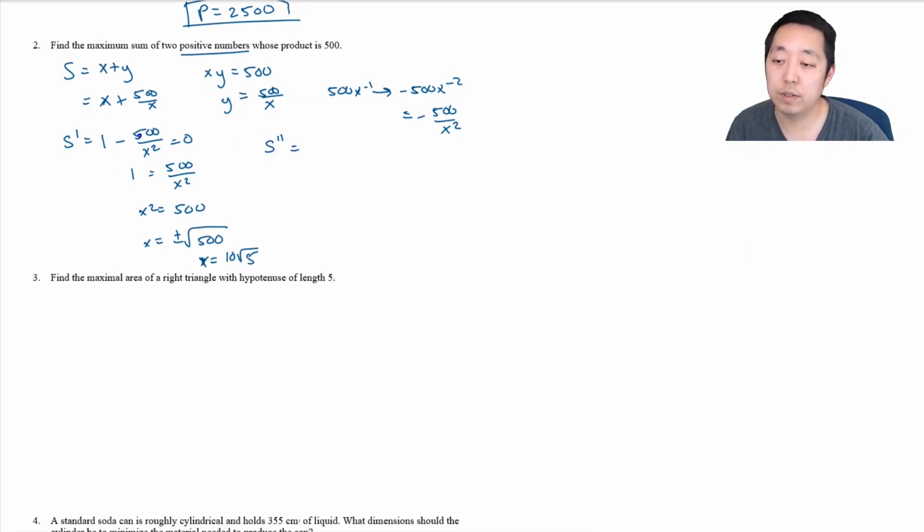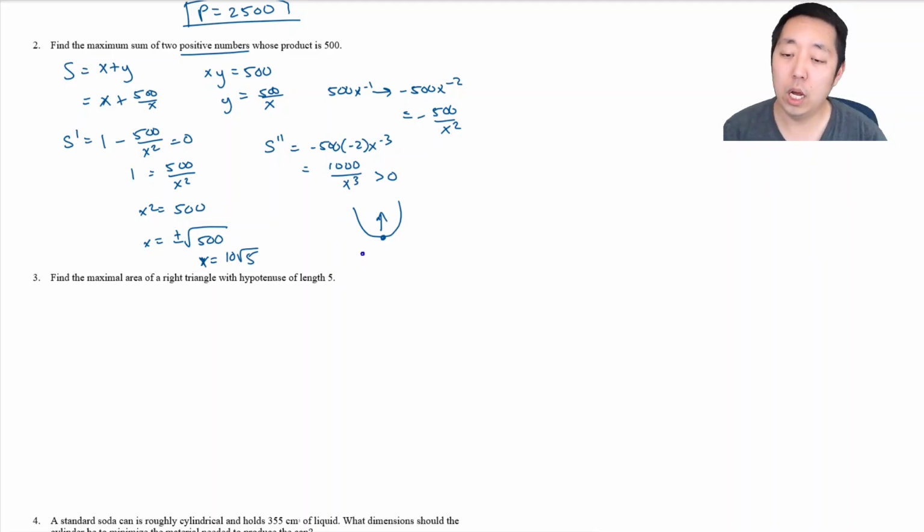So the second derivative test, looking at it from this form, it's going to be -500 times -2 x to the -3, and that's equal to 1000 over x cubed. The positive, because the negatives cancel. This is greater than 0, so this is going to be a minimum. Okay.